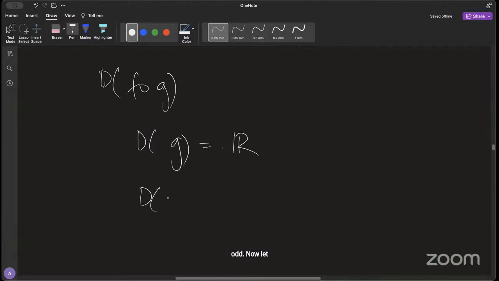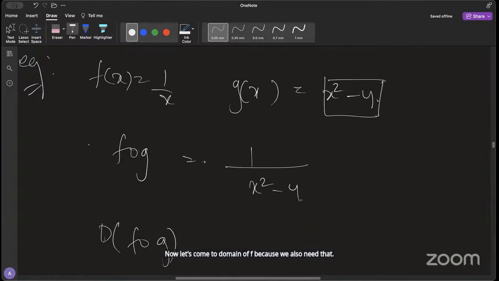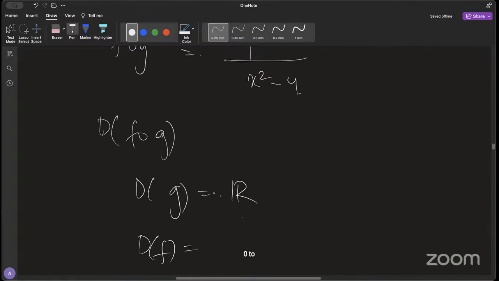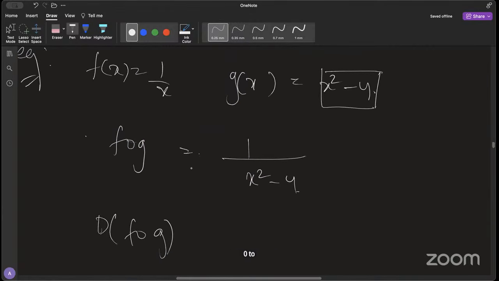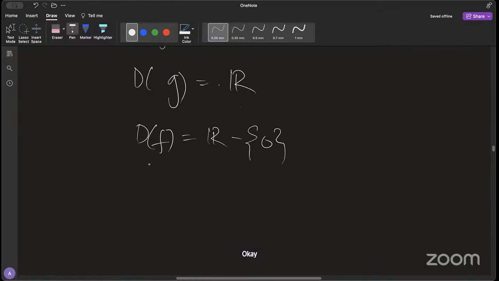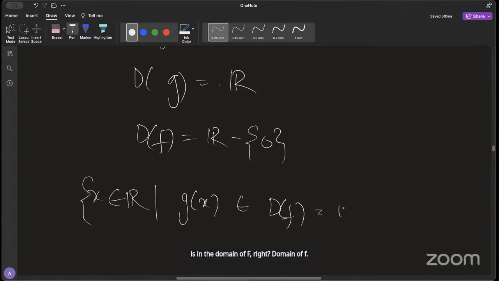Now let's come to the domain of f because we also need that. What's the domain of f? 0 to infinity, 0 excluded. Why? All real numbers except 0. Yeah. So you'll have all real numbers except 0. That means this set minus the 0 set. Okay. So this is your domain of f. And then you have to find this set, x belonging to real numbers, such that g of x is in the domain of f, which is equal to R minus 0.